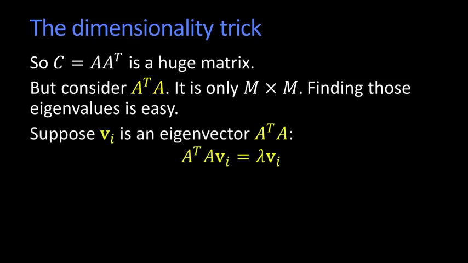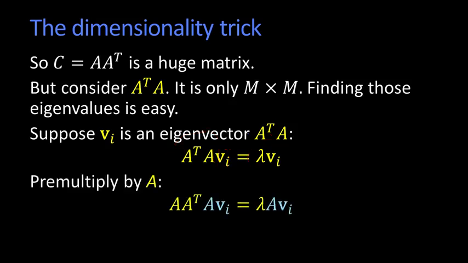Well, suppose I've got some eigenvector v_i that's an eigenvector of A transpose A. If it's an eigenvector of A transpose A, that means when I multiply A transpose A times v_i, I just get some multiplier, lambda, of v_i, the eigenvalue. Pre-multiply that equation by A. When you do that, now I've got A A transpose, and I made this blue to make the difference clear, A v_i. And by the way, I just pulled a lambda out on the right-hand side. It's just a scalar, I can do that.